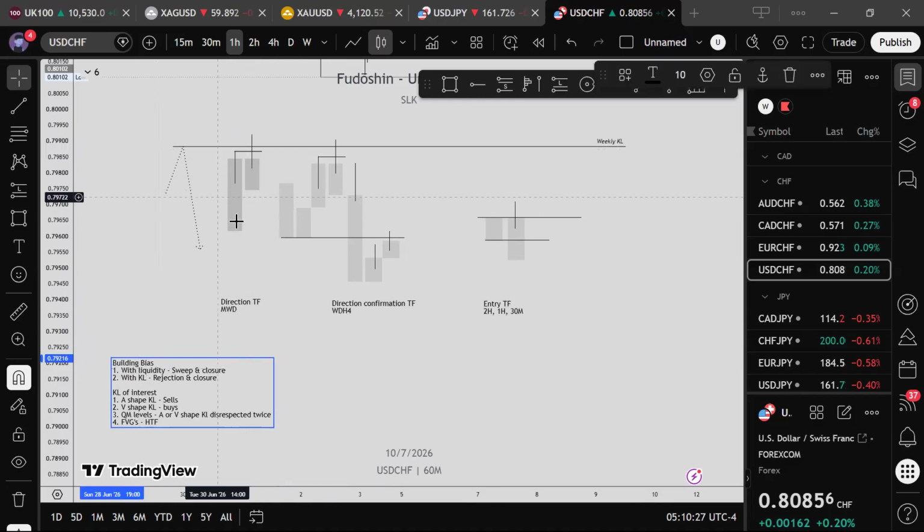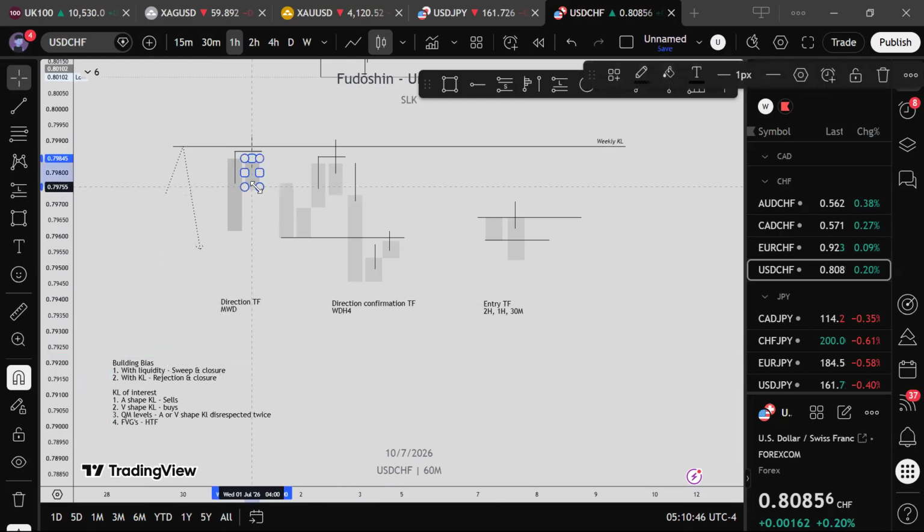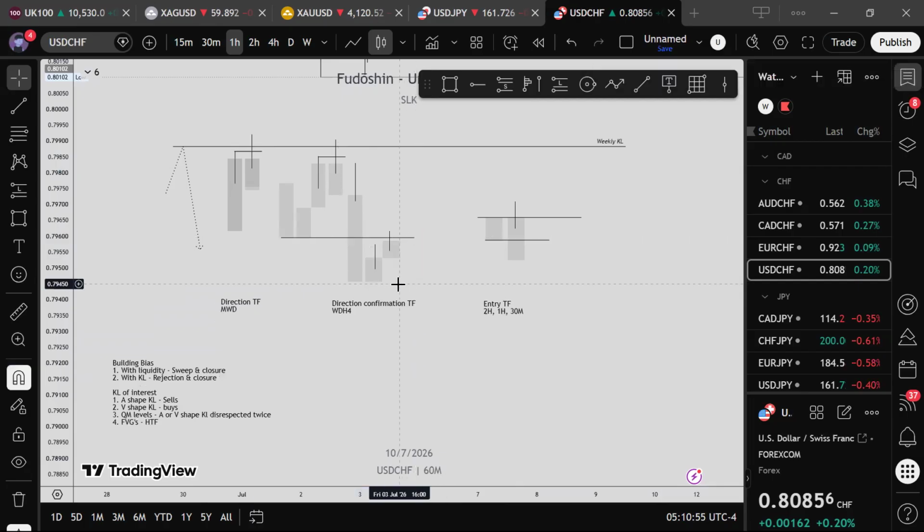If I'm building with liquidity, this is an example of building with liquidity, right? Let's assume this is the daily. I see a sweep of the previous day's high and a closure. I'm good. I see direction seems to be bearish, right? So in this case with liquidity, we are looking for a sweep and a closure, and that's what we have here, a sweep right here and a closure. All I need to do now is go down to the H4 and look for a breakout like this. Basically, that's it. You've confirmed that your bias is bearish.